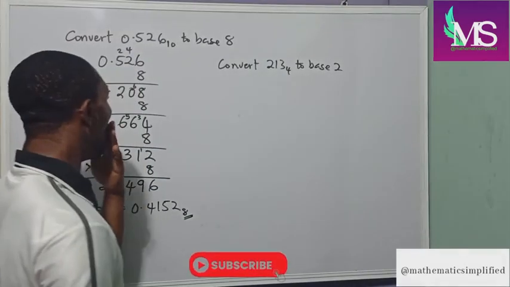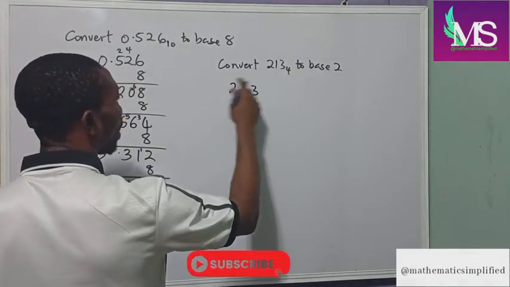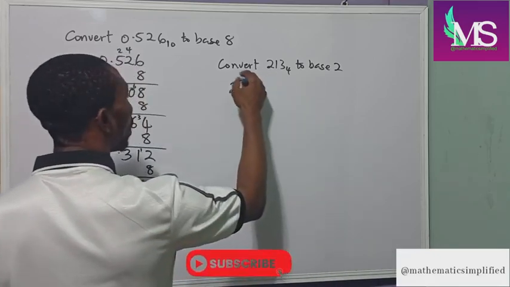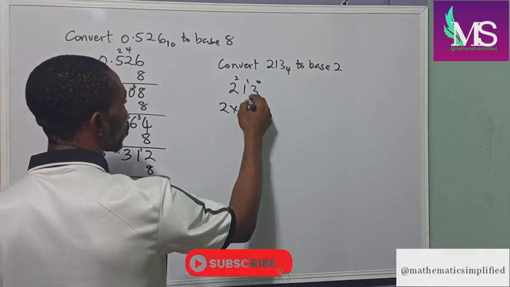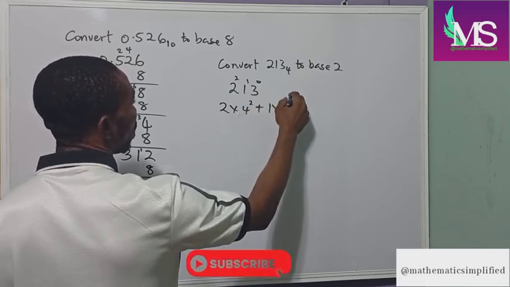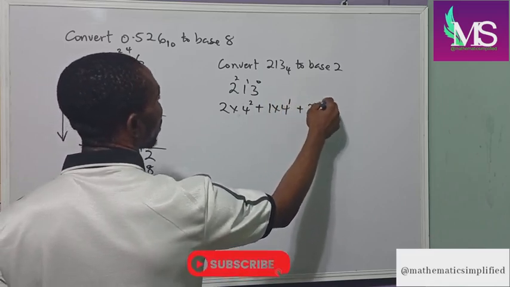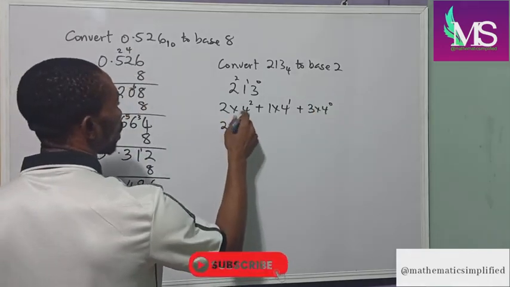Alright, in doing this we have 213. Remember, in converting to base 10 we use the expansion method. 0, 1, 2. This becomes 2 times 4 raised power 2 plus 1 times 4 raised power 1 plus 3 times 4 raised power 0. Now this will give us 2 times 4 raised power 2.